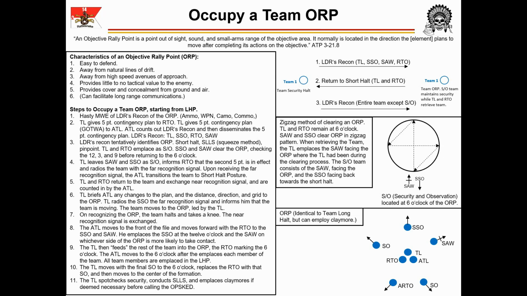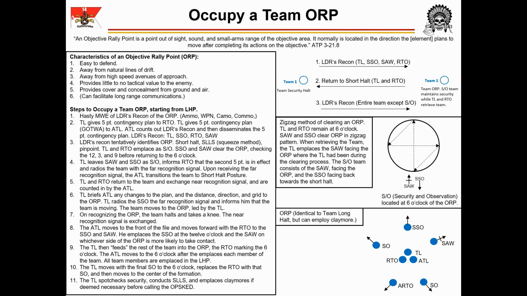The team leader then returns to the 6 o'clock as the ATL feeds the 2 SOs and the ARTO into the halt. The team leader emplaces the SOs and the ARTO into their positions. The ATL moves with the last SO into the ORP. The team leader can choose, depending on their situation, if he will place his team on a knee and then deliberately transition to long halt posture, or instead, given that the area is already cleared and reconnoitered, that he can emplace his men immediately in the long halt posture in the prone.